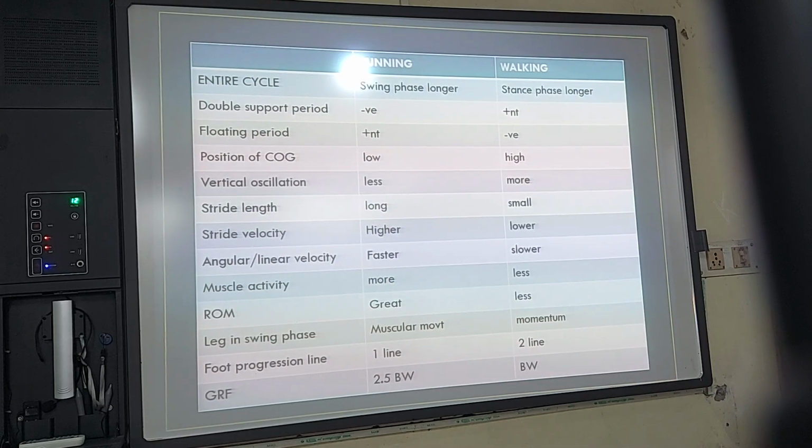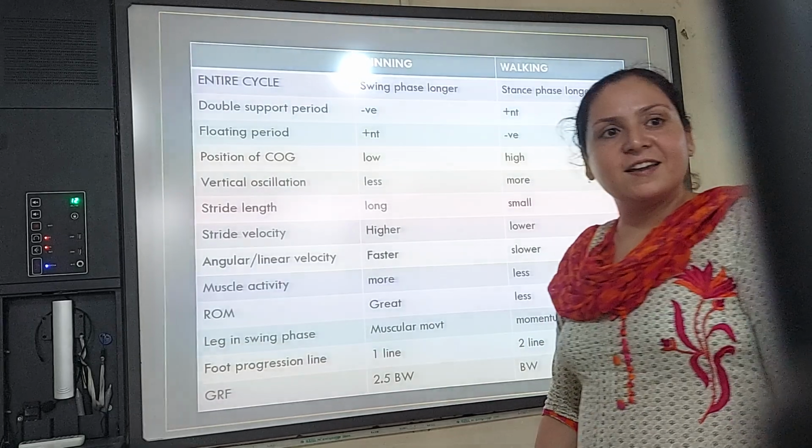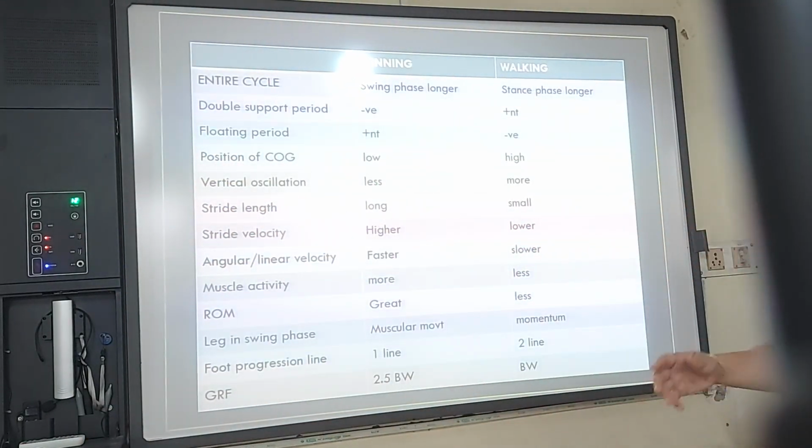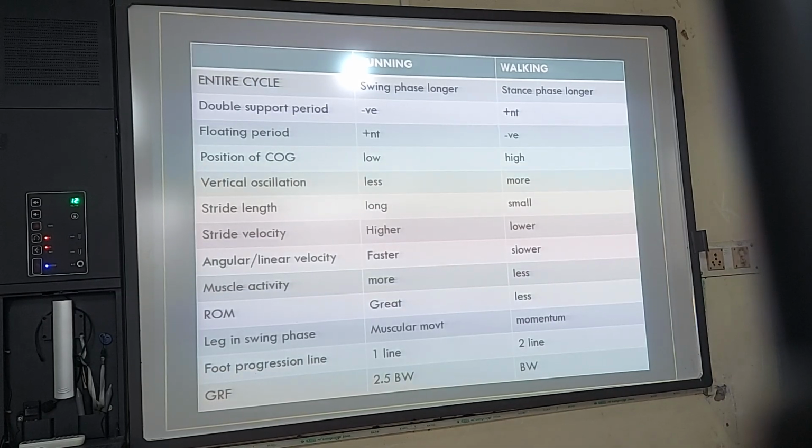Foot progression line is 1 in running, whereas in walking the foot progression line is 2. I want to show, I am walking leisurely, one foot here, one foot there, my two feet are going on separate lines, and I am also limping, swaying, and waddling in between. ठीक है? So walking has 2 lines of progression and running has 1 line of progression, whereas the ground reaction force is 2.5 times the body weight in running, while in walking it is just the body weight. Can you see that? While running, forces of 2.5 times your body weight are acting.